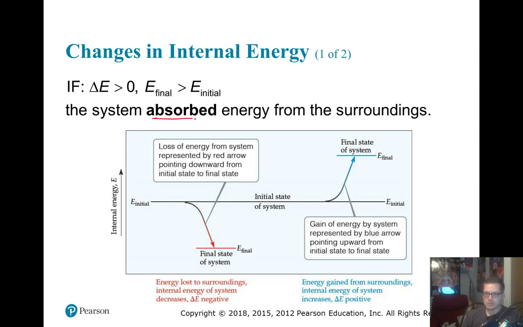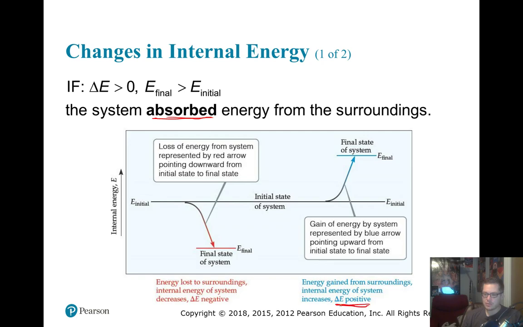So the system absorbed energy from the surroundings. Okay, so that's this first line, this blue one. We started at an initial energy, and our final internal energy was a higher value. So we had to gain energy from somewhere in order to be at a higher energy at the end. It had to have gained energy from the surroundings.